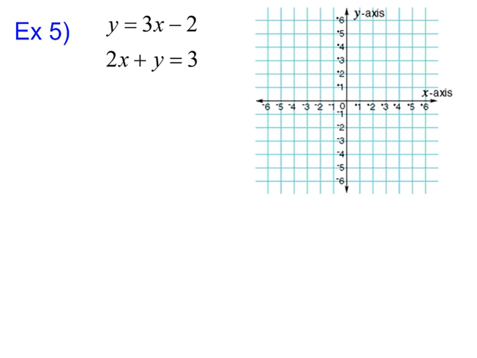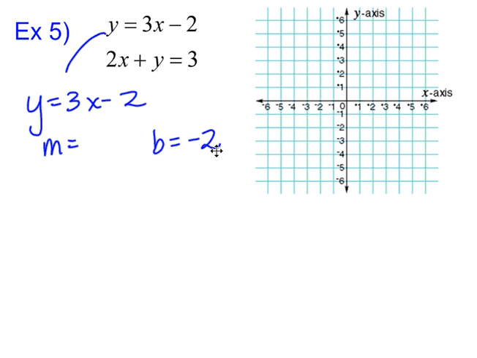This time we'll have y equals 3x minus 2 and 2x plus y equals 3. We'll start with this first one, already in slope-intercept format. So all we have to do is get some information. Find out what the slope is and what the y-intercept is. We know the y-intercept does not have the x with it, so we'll put that right there because it is a point. It's a location on the coordinate plane.